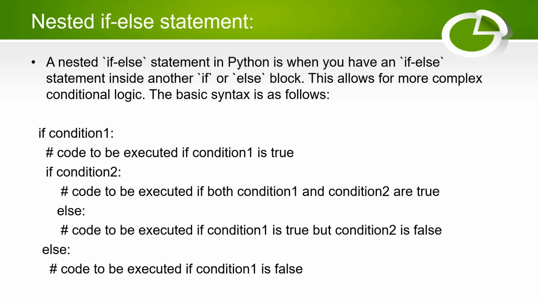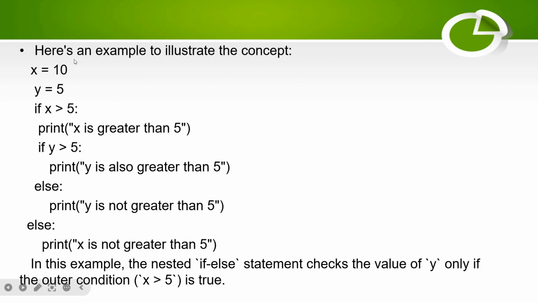Let's see an example. So here x is equal to 10 and y is equal to 5. These are the variables. Then the first condition: if x is greater than 5. Inside this condition we give another condition: if y is greater than 5. Else print y is not greater than 5. Then for the x statement we give an else condition. So the nested if statements check the value of y only if the outer condition x is greater than 5 is true. Now let's see some examples in Google Colab.